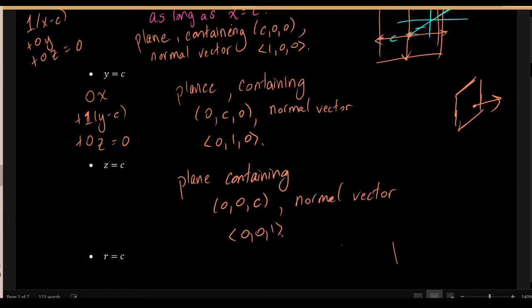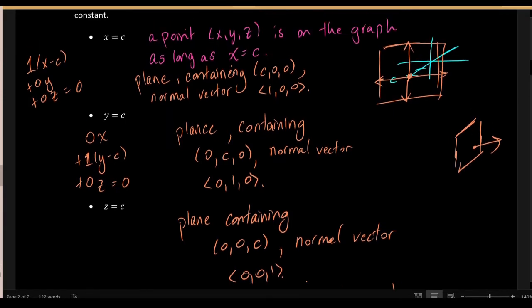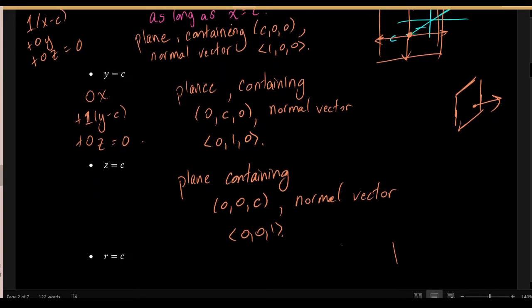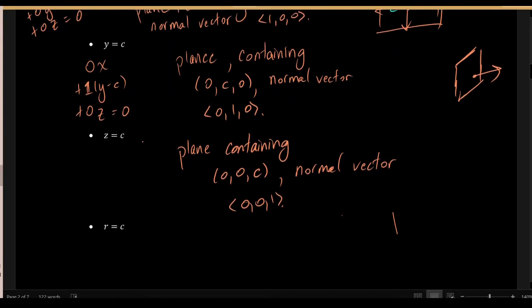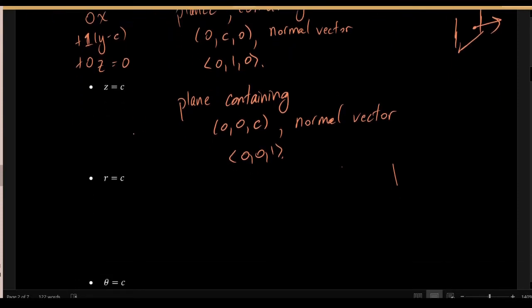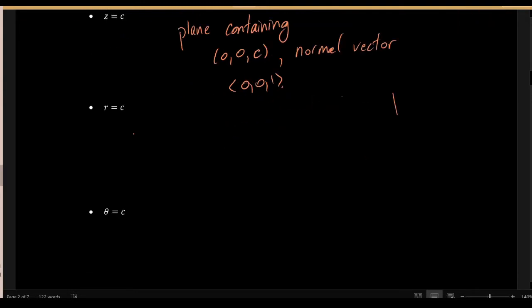Using some more of that language from when we studied planes, the plane x equals c is parallel to the yz plane. Y equals c is parallel to the xz plane. Z equals c is parallel to the xy plane. Now let's consider r equals c.